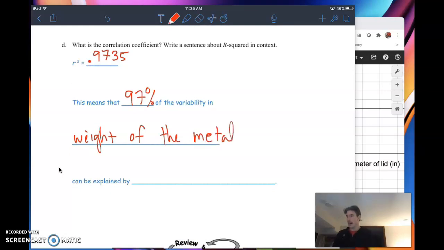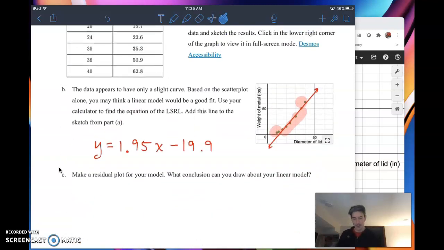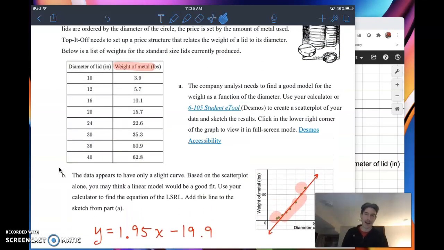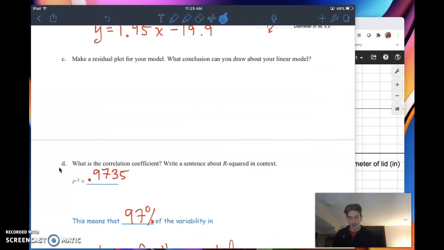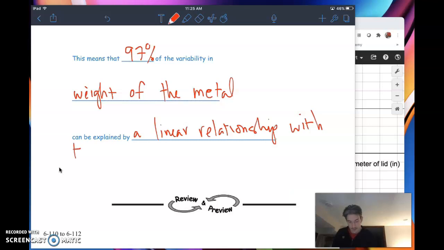can be explained by our linear model or a linear relationship or association with, and then we want our x variable. I don't want to say x, I want to say the contextual piece that I'm given in the problem, with the diameter of the lid.